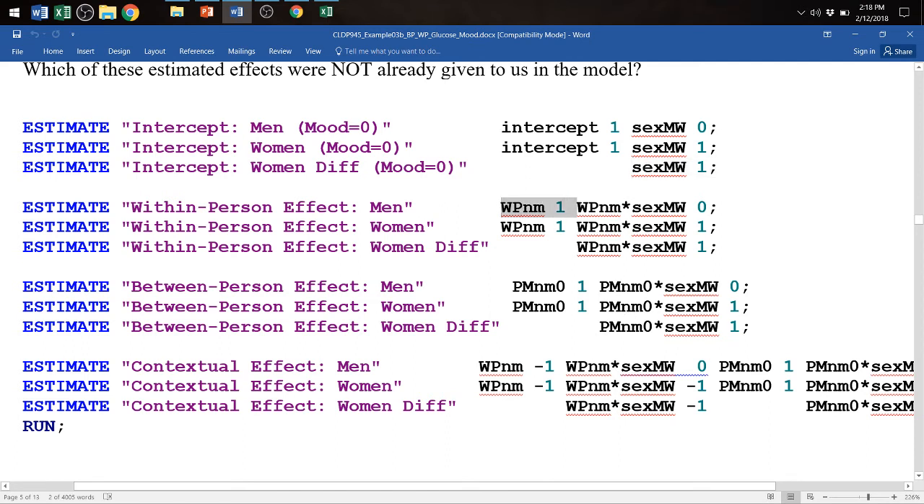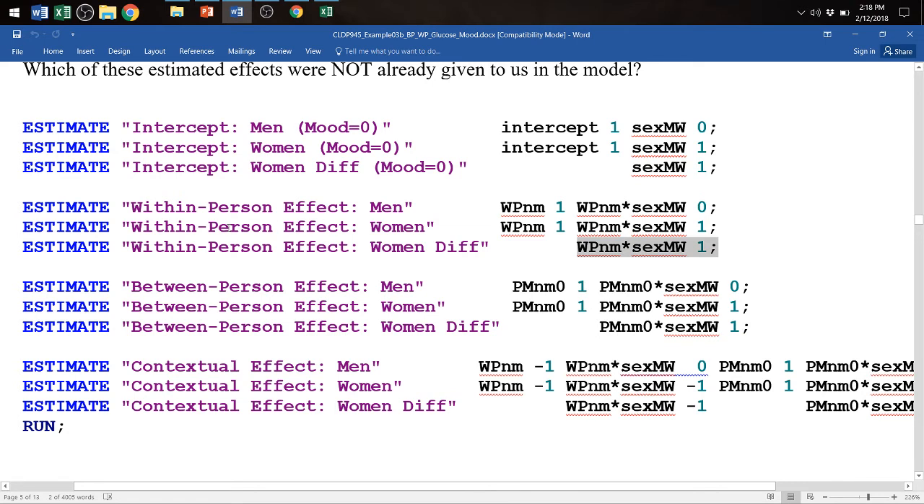Whatever the effect is, that's the thing that gets the 1. And then we fill in the value for the moderating variable. So if I want the within person effect for men, I fill in a 0. If I want it for women, I need what it would be for men, and then how it would differ for women, and how it differs is just the interaction term by itself.